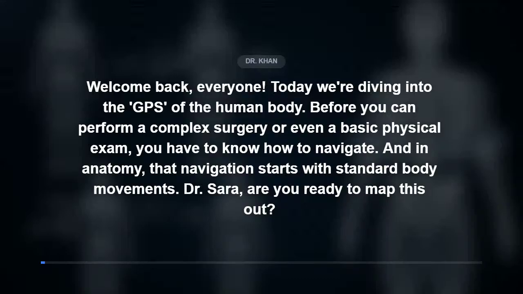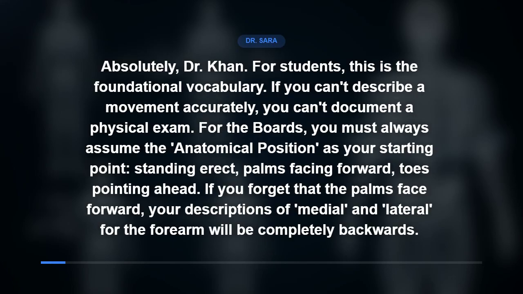Welcome back, everyone. Today, we're diving into the GPS of the human body. Before you can perform a complex surgery or even a basic physical exam, you have to know how to navigate. And in anatomy, that navigation starts with standard body movements.